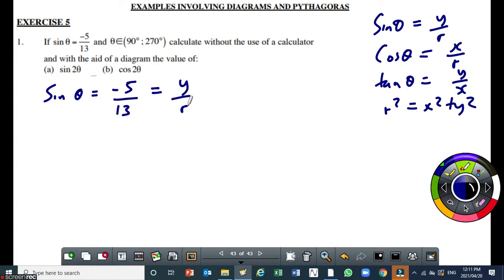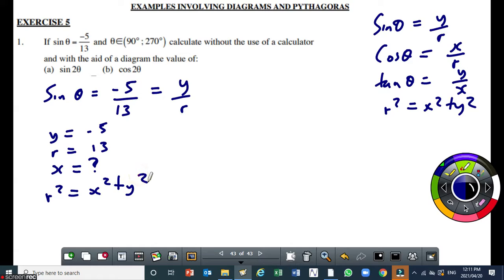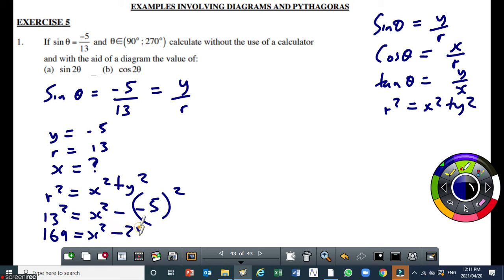Right, so what that means is that my y is negative 5, my r is 13. I need to find x. So let me find my x. If r squared is equal to x squared plus y squared, then my r squared, that's 13 squared, is equal to x squared plus y squared, that's minus 5 all squared. So this gives me 169 equals x squared plus 25. Now if you simplify, you find that x squared is going to be equal to 144, and then your x is going to be plus or minus 12.